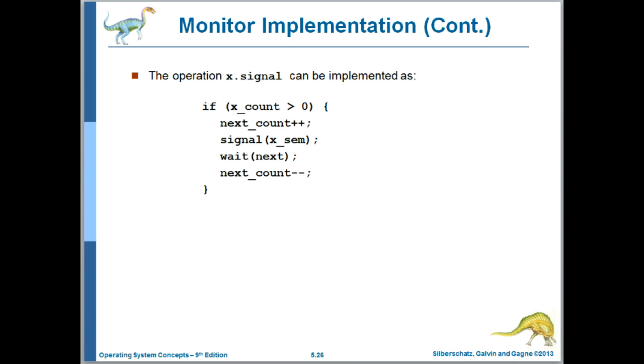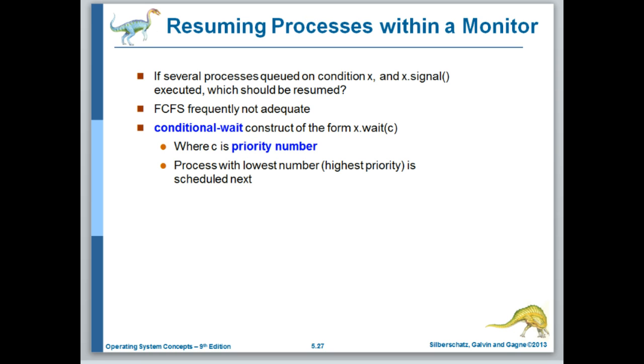Here you can see next coming into play in the pseudocode for signal. If we're signaling and there's a process waiting, we're going to put ourselves to sleep and pass control to that process that's waiting to get back into the monitor. So we increment next count, signal the X semaphore, the semaphore associated with the condition variable, and then block ourselves on next, which remember is a global semaphore.